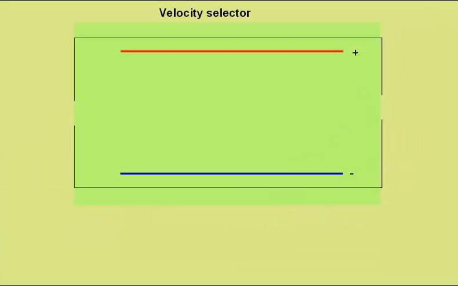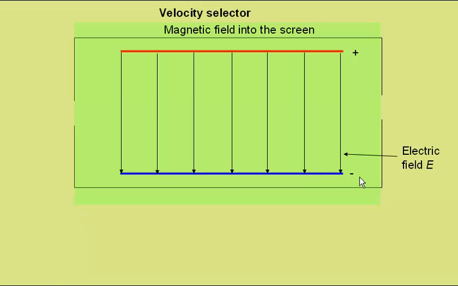Let's just look at the velocity selector in a bit more detail. The green shaded region represents the magnetic field going into the screen. Here we have a positively charged metal plate, and here a negatively charged metal plate. This produces an electric field of field strength E between the plates. The positively charged ions enter through this slit on the left-hand side and pass in this direction.